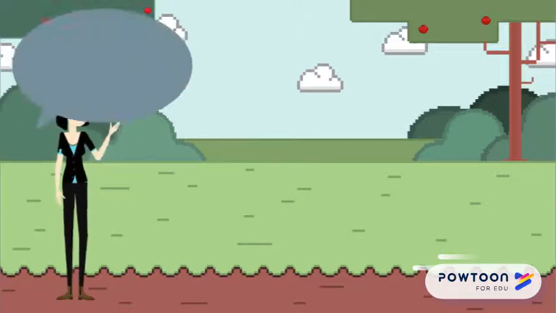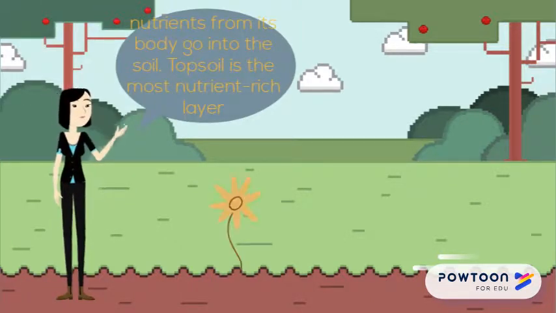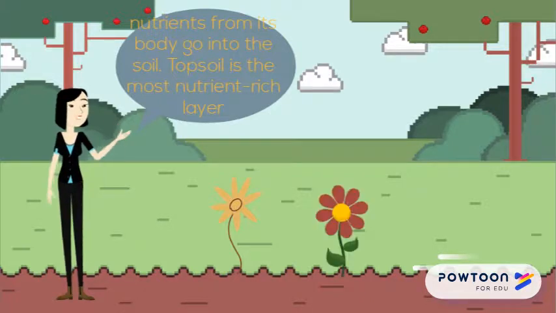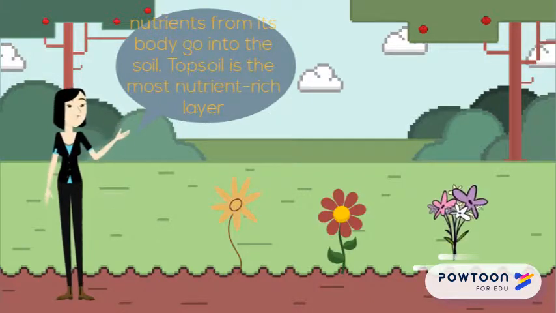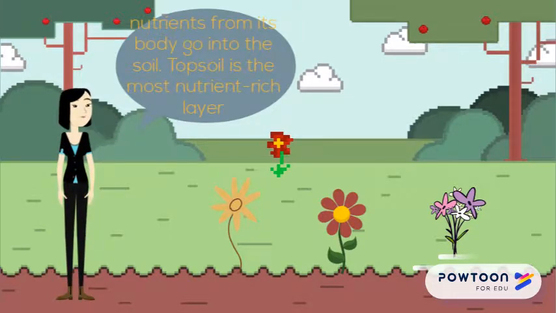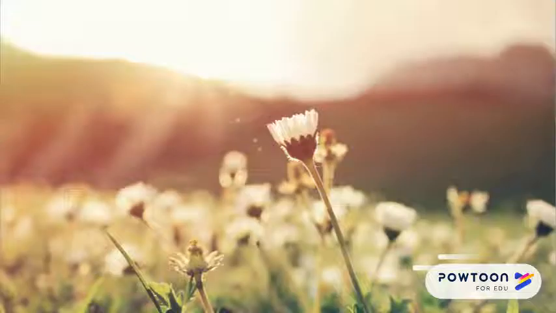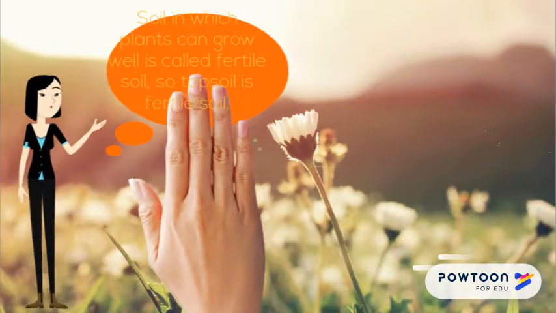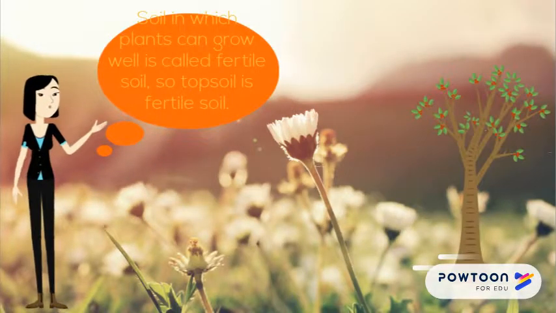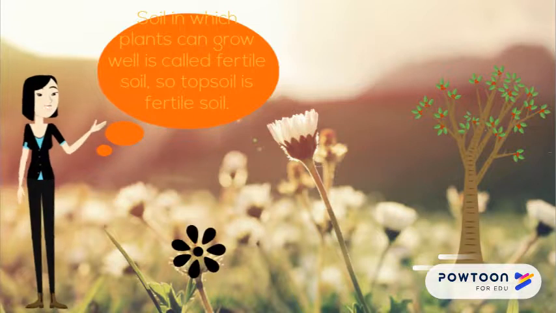Wizards, we have learned that the body breaks down into smaller parts and decomposes, and nutrients from its body go into the soil. Topsoil, wizards, is the most nutrient-rich layer, so it is the layer in which plants grow best. Soil in which plants can grow well is called fertile soil, so topsoil is fertile soil.